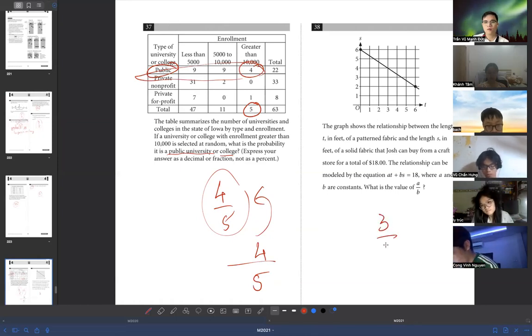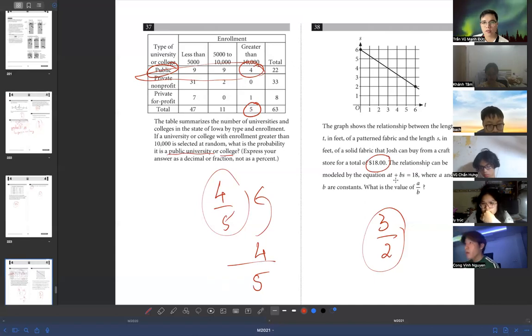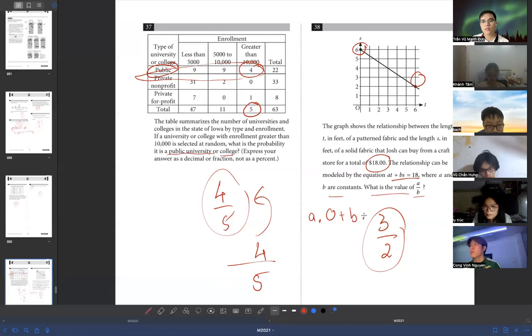Let's see. The graph shows the relationship between the length T in feet of a patterned fabric and the length S in feet of solid fabric that Josh can buy from a craft store for a total of $18. The relationship can be written with constants A and B. What is the value of A over B? You choose this point, and you have 18. A times T, which is 0, plus B times 6 is 18. So B is 3.